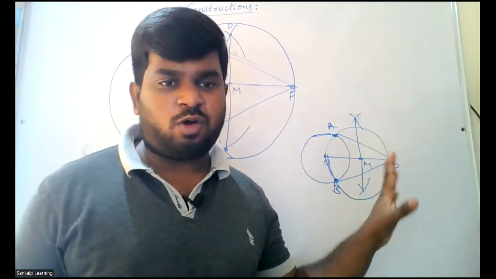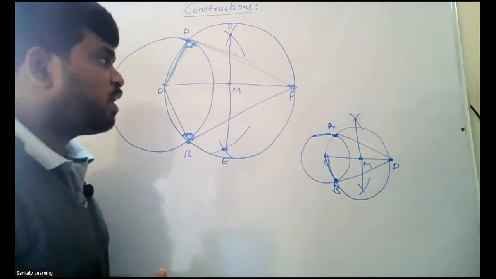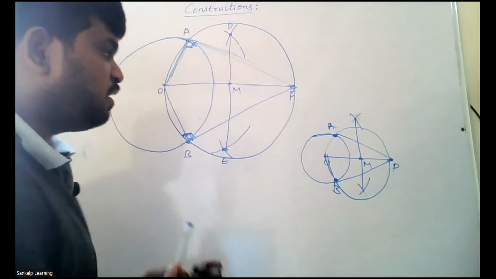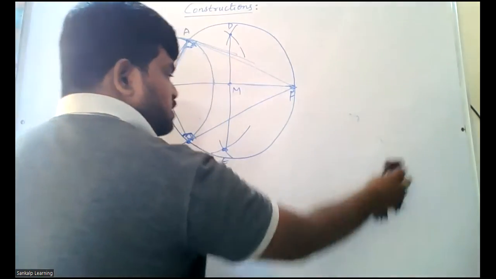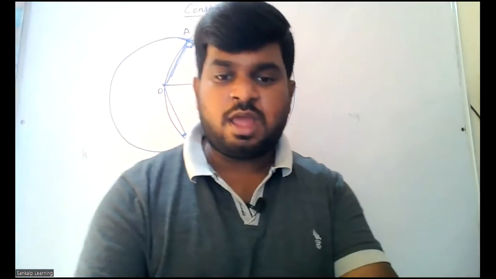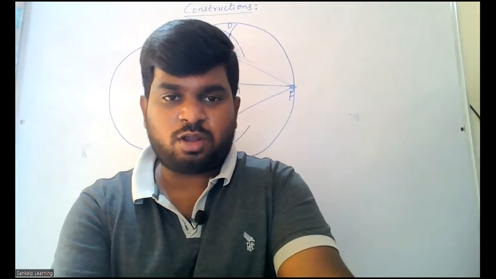This is what we are going to follow for all the problems. Okay. If a point is on the circle, then how are we going to draw this? Let's understand this by another question. That is the fourth question. The remaining questions you can do on your own.